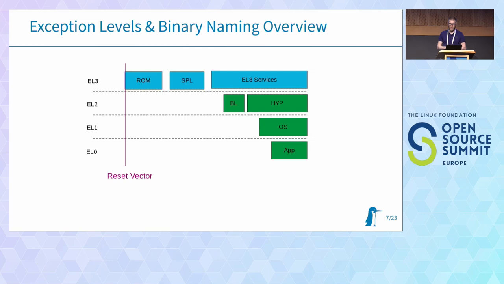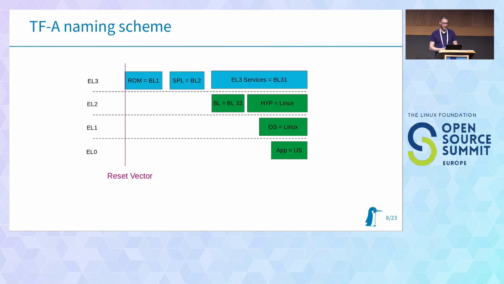Then an SPL or a second stage bootloader is going to start, and we're going to start up the exception level 3 services. The exception level 3 services will then start the full strength bootloader, and it will hand over to the kernel, which then provides hypervisor facilities if enabled, and puts itself into exception level 1. Finally, when the kernel is started up and our user space is available, we'll run our application at exception level 0.